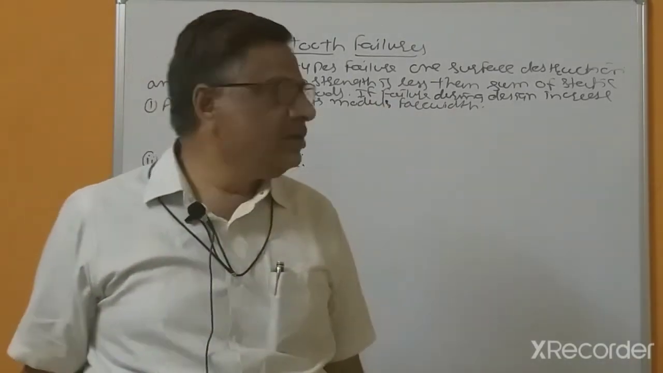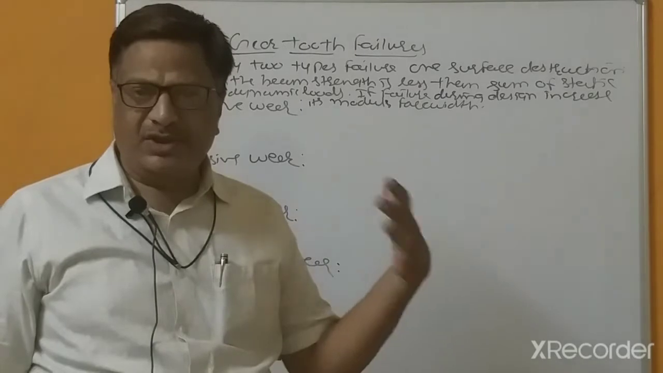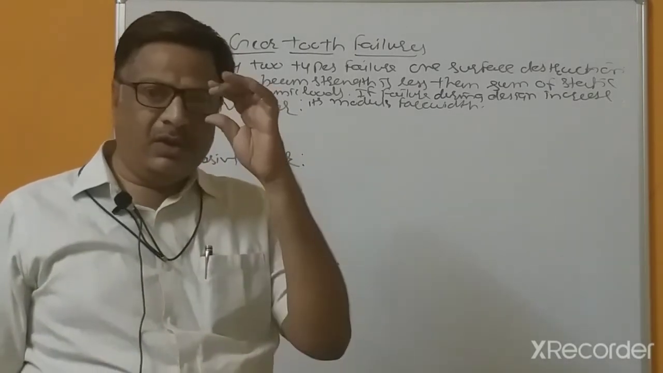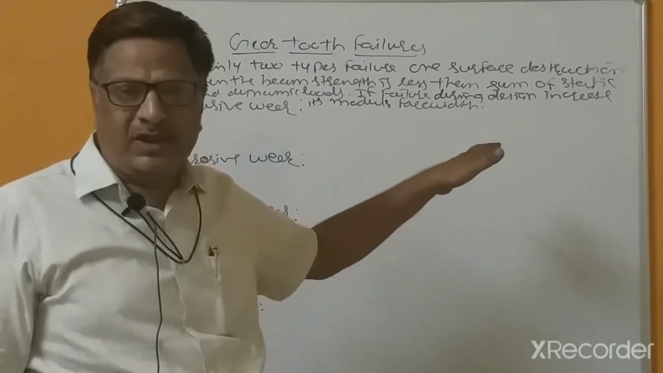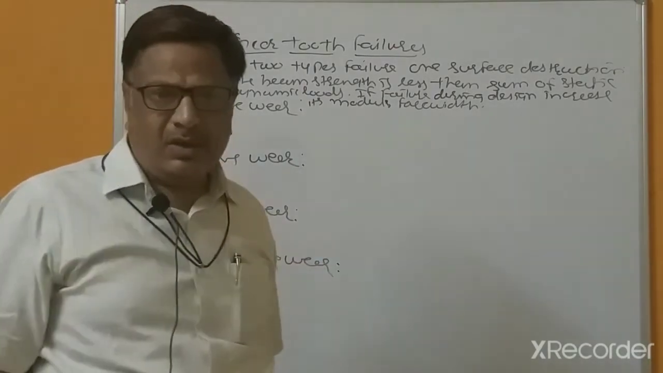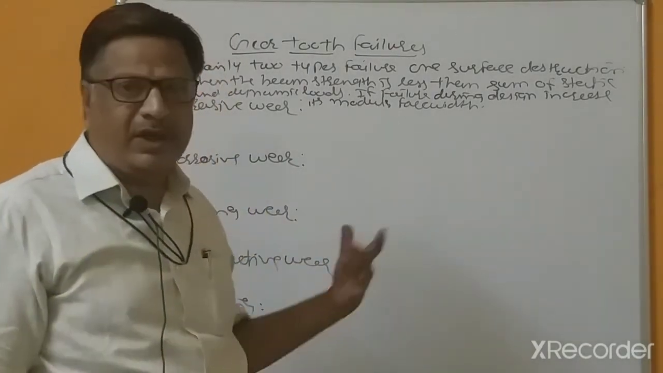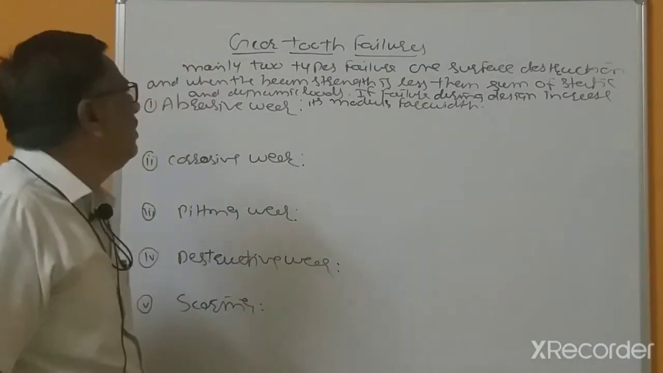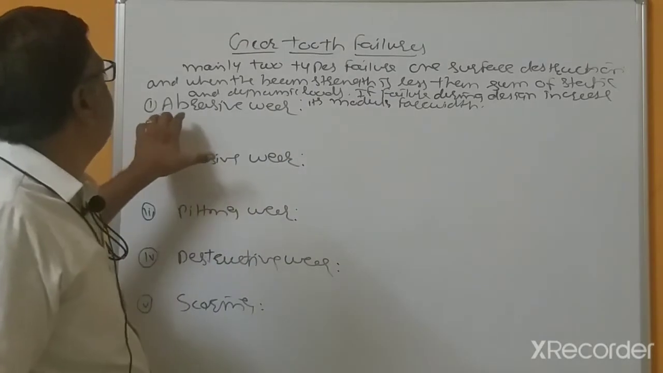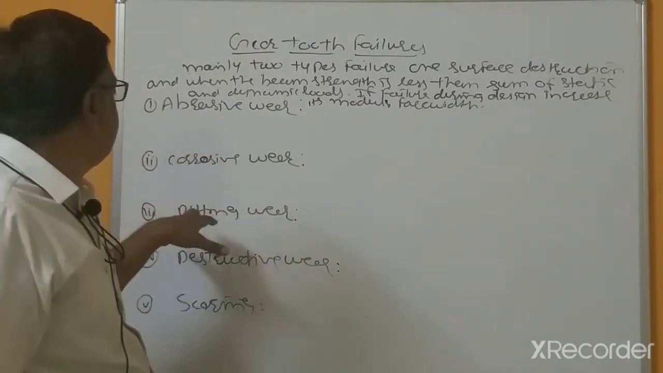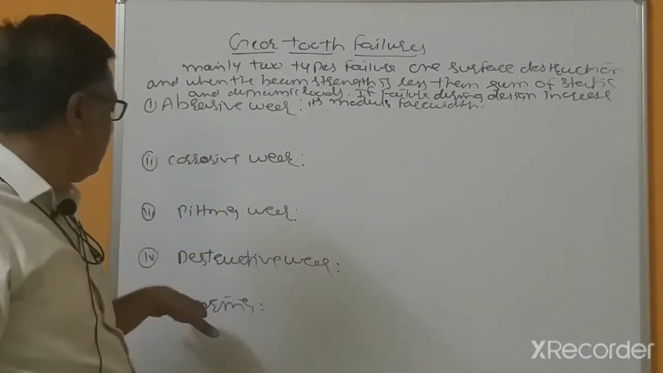So this is the beam strength consideration that you can take during the design. And during running conditions, the failures may occur because of surface destruction, that is abrasive wear, corrosive wear, pitting wear, destructive wear and scoring.